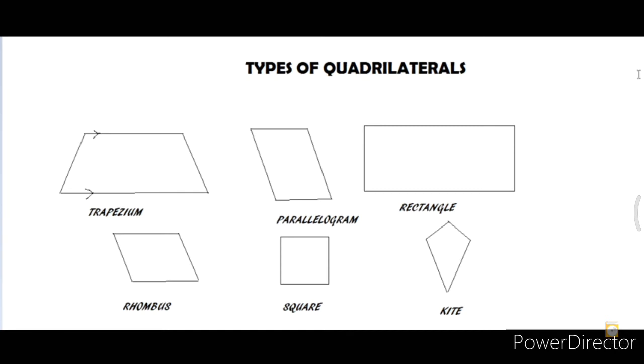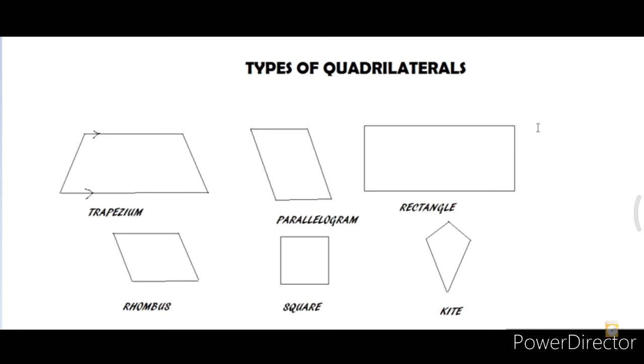By now, you have a general idea of a quadrilateral. Now let's talk more about different types of quadrilaterals. So let's come to this figure. This is a trapezium. A trapezium is a quadrilateral in which one pair of opposite sides are parallel. Here you see I've drawn two arrows. These two arrows indicate that these two sides are parallel.